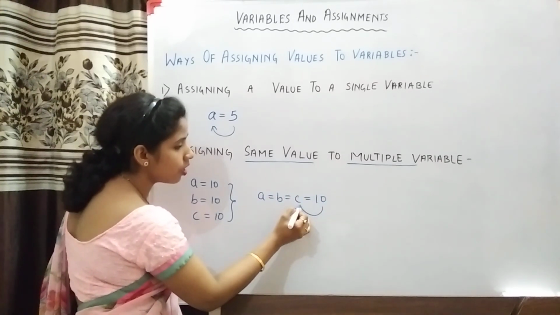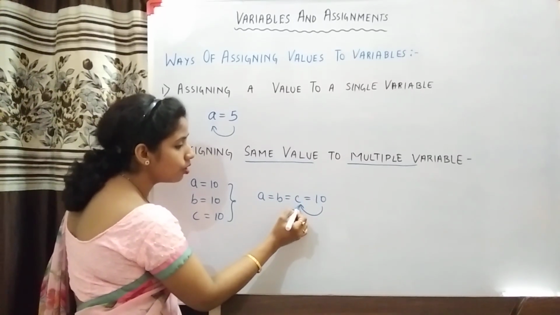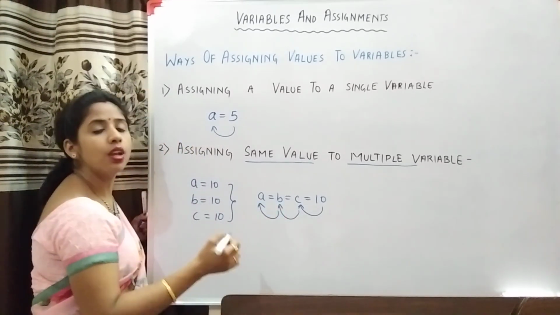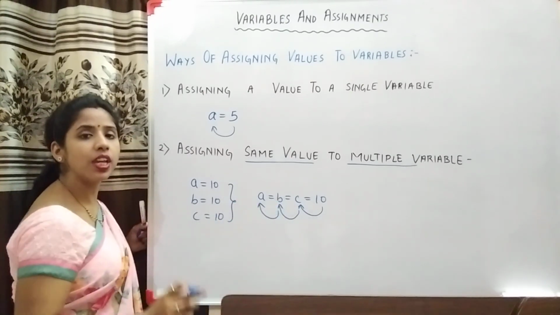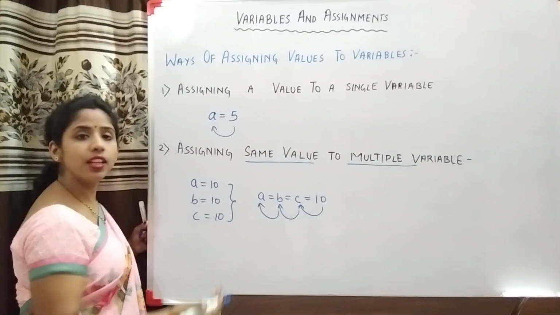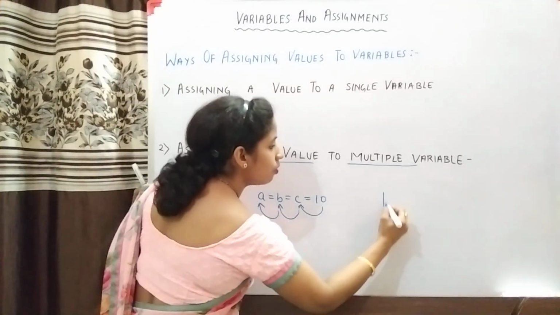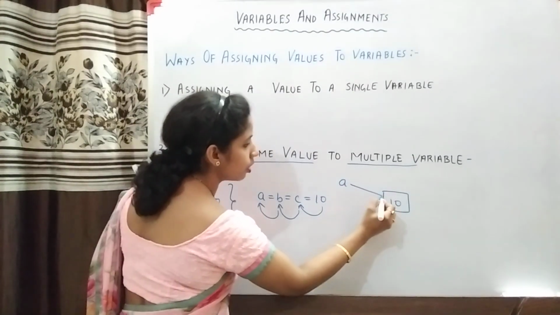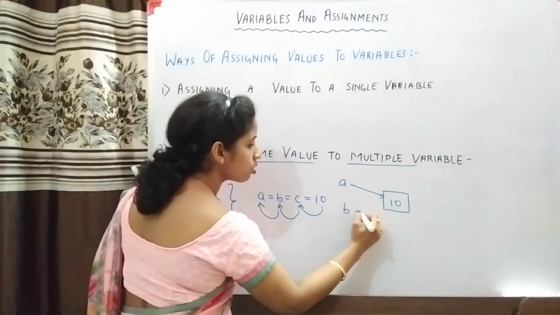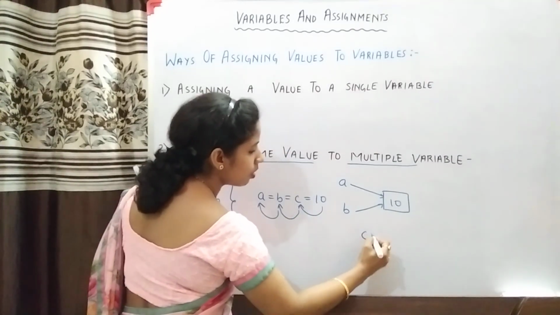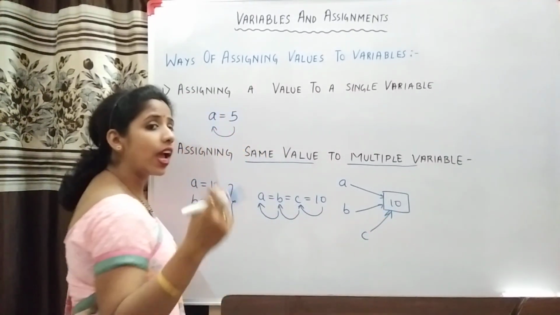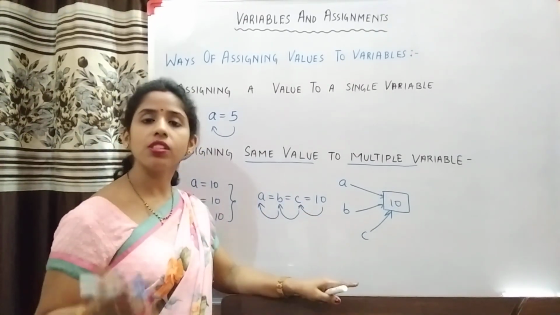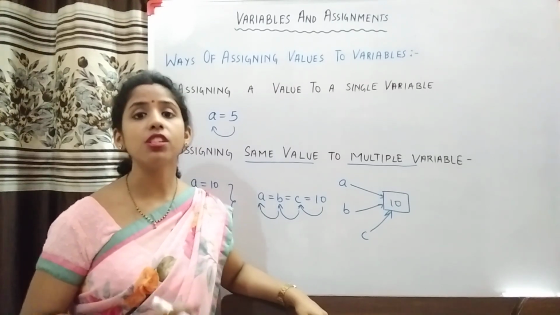And what will happen? First of all, 10 will be given to c, then the value of c will be given to b, then the value of b will be given to a, and in this way all the three variables will be given the value 10, and see their memory representation. You will have 10 at one memory location. Okay, and a will be pointing to this location, b will also be pointing to this location, and c will also be pointing to this location. Why am I every time displaying the memory representation? Because this will help you when you will solve output based questions.